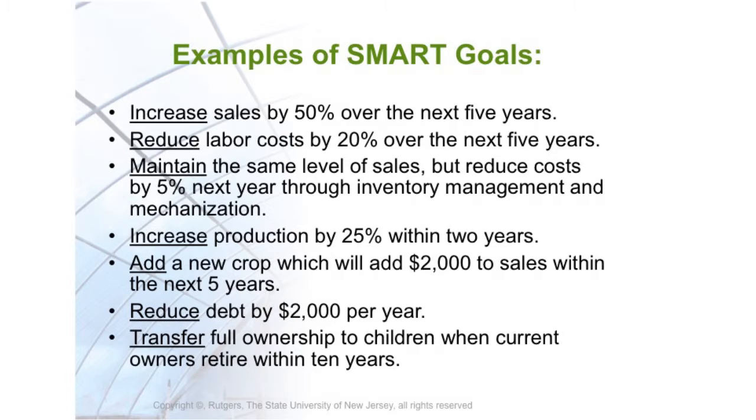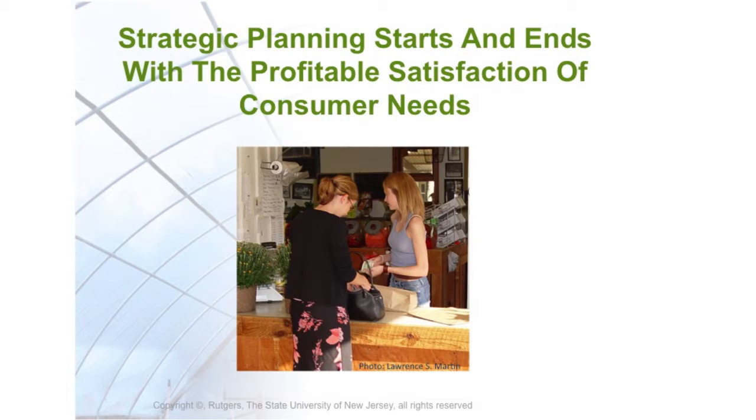Reduce labor costs by 20% over the next 5 years. Maintain the same level of sales, but look for ways to reduce costs by 5% next year through inventory management and mechanization. Increase production by 25% within 2 years. Start a new crop that'll add $2,000 annually to sales within the next 5 years. Reduce debt by $2,000 per year. Or be in a position to transfer full ownership to children from the current owners within the next 10 years. You see those are all measurable, specific, attainable, and time-bound.